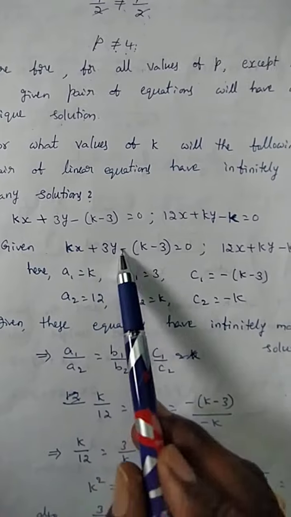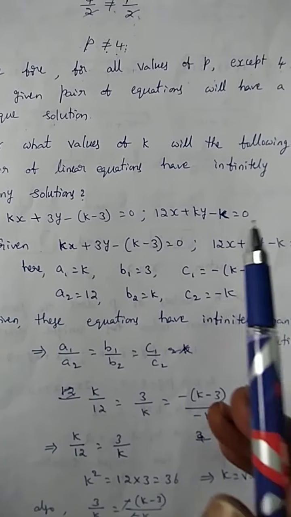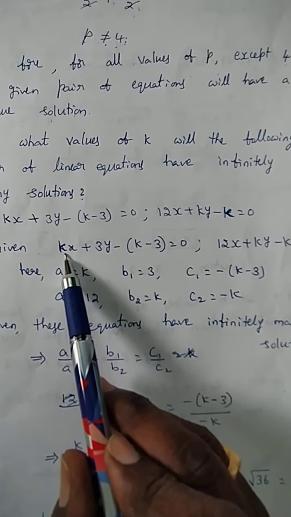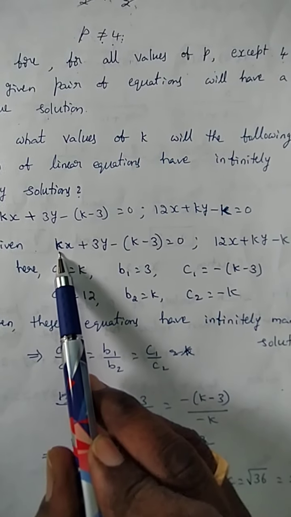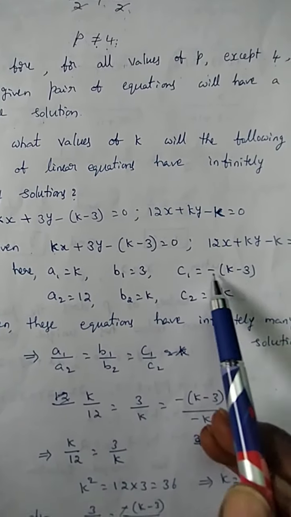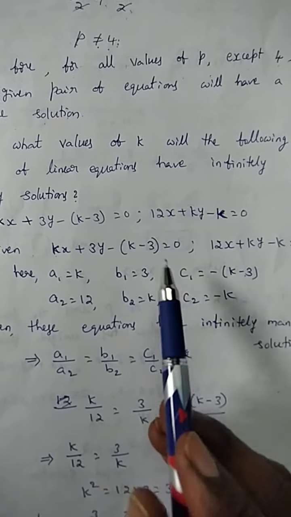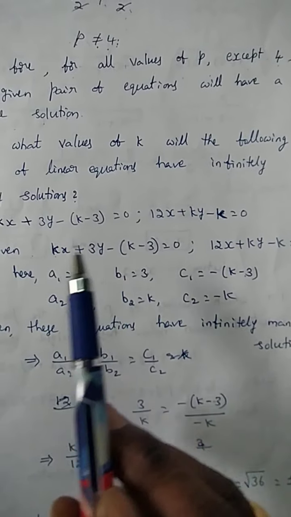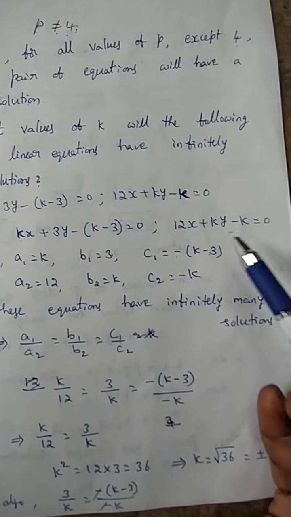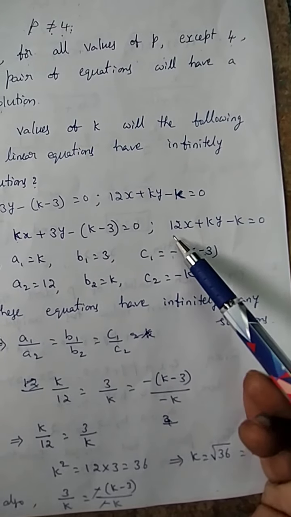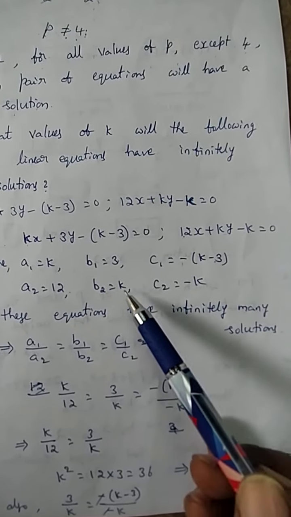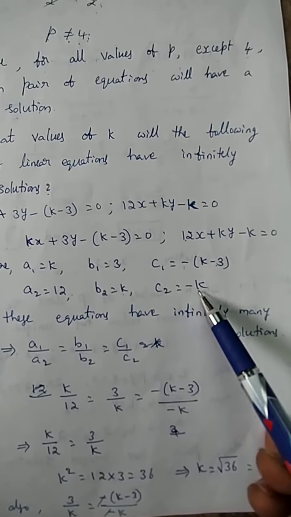Here these two equations are to be compared with the general form of a pair of linear equations. Then automatically in the first equation, a1 is equal to k, b1 is equal to 3, c1 is equal to minus of k minus 3. So don't forget to mention the sign of the variables and constant values. Minus of k minus 3, clear. Then coming to the second equation, these are a2, b2, c2. What's the a2 value here? 12. b2 is equal to k, c2 is equal to minus k.